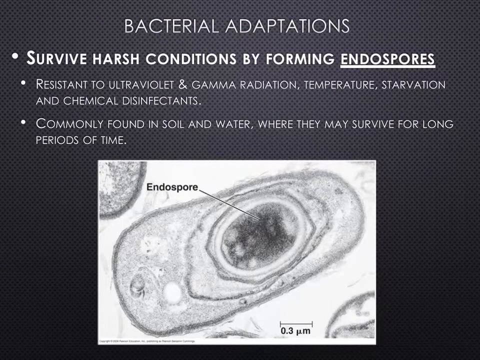Bacteria are pretty hardy and they're able to survive harsh conditions. One way that they do this is by forming endospores, and these are little kind of capsules that help them to resist harsh conditions in their environment. Then they can actually come out of that state of hibernation essentially and be able to survive for long periods of time. So that's one unique adaptation that bacteria have.